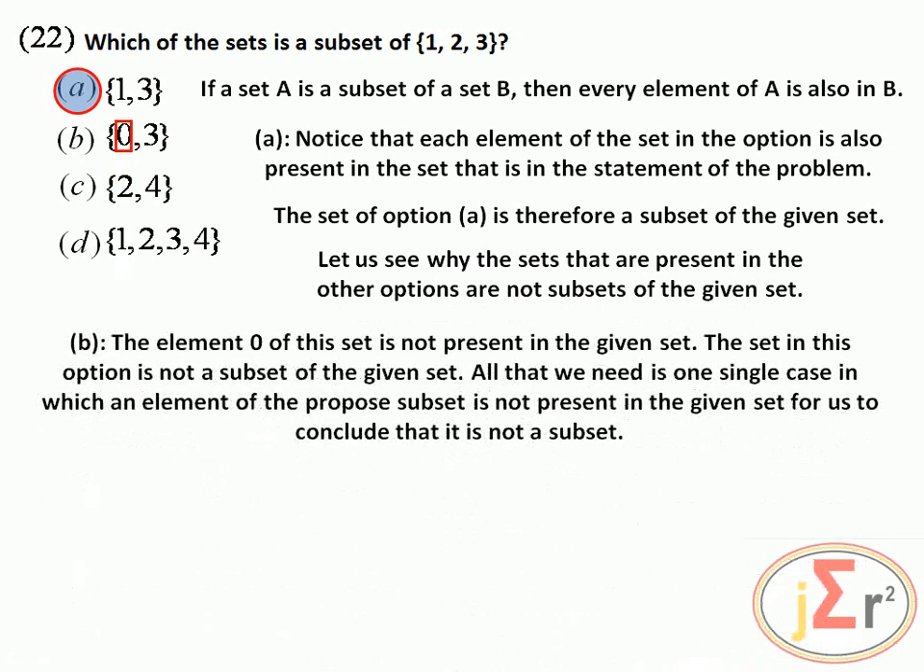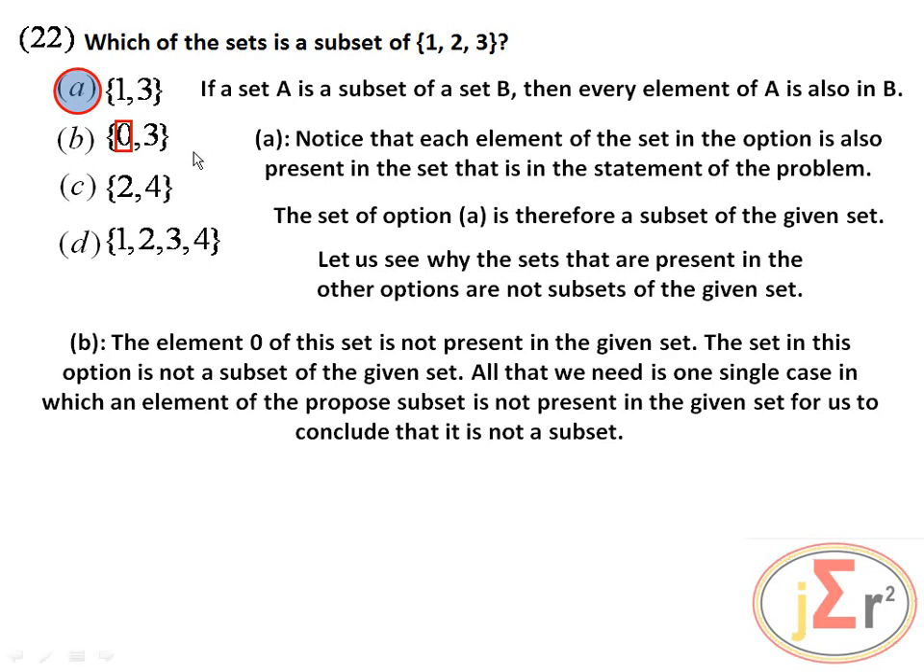First, we have option B, we are speaking specifically of option B now. The element 0 of this set is not present in the given set. The set in this option is not a subset of the given set. All that we need is one single case in which an element of the proposed subset is not present in the given set for us to conclude that it is not a subset.